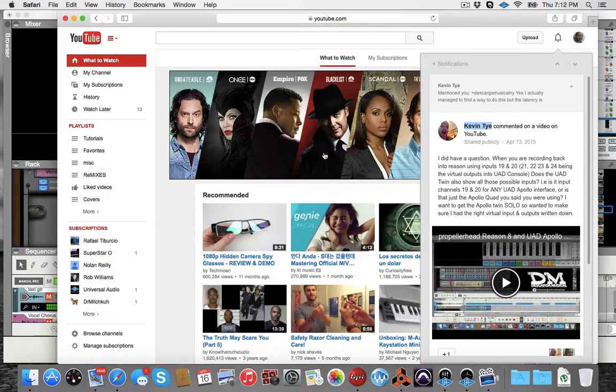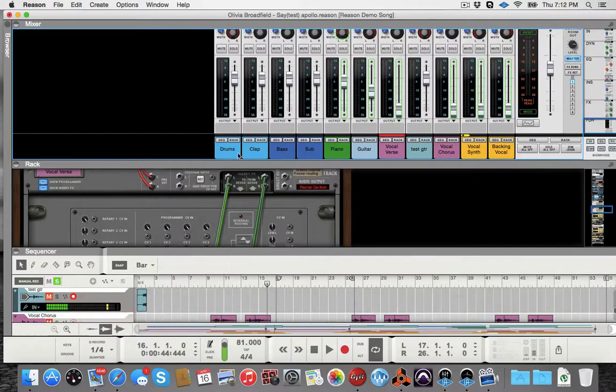Okay, so this right here is to answer Kevin Ty's question. He's been asking me about using any external VST or effect with the Apollo and bringing it back into Reason. I've been trying to do this. I said let me take a crack at it, and it is possible to do it. It's just a bit tricky, and I believe it depends on the VST you're using.